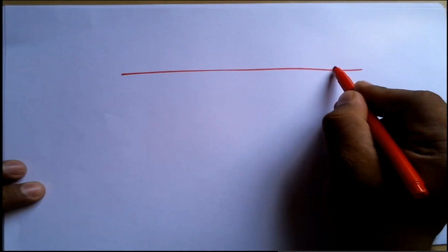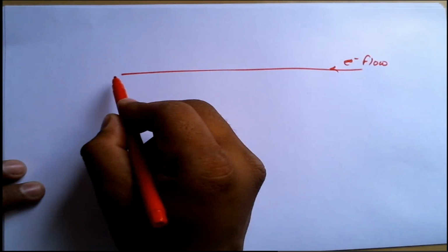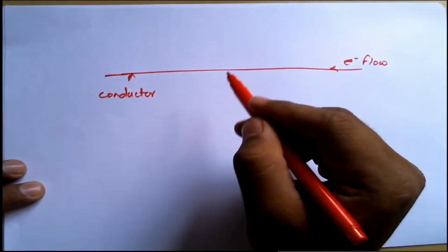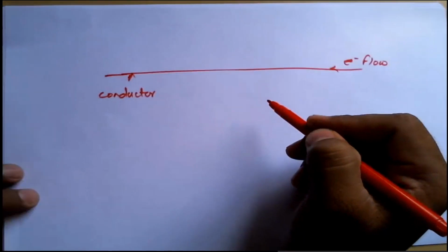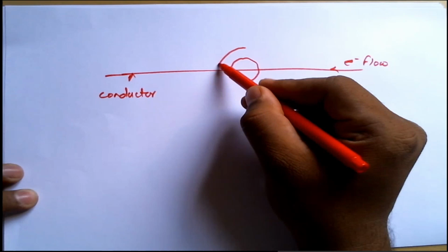So what exactly is corona and why is it happening? Suppose this is a conductor and there is a current, or we can say electrons are flowing through this conductor. Whenever this current flows, there is an electromagnetic field around this conductor, right?